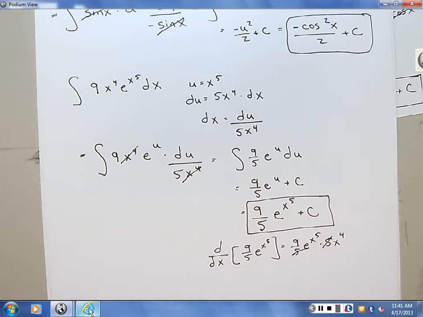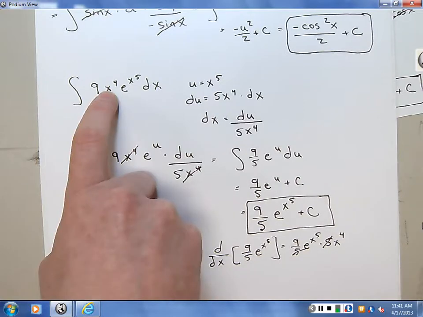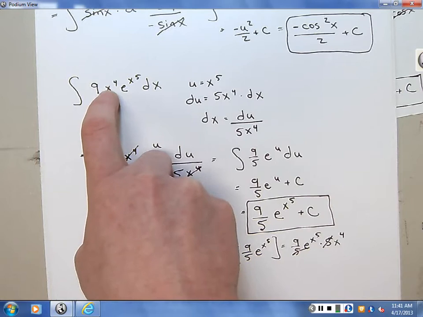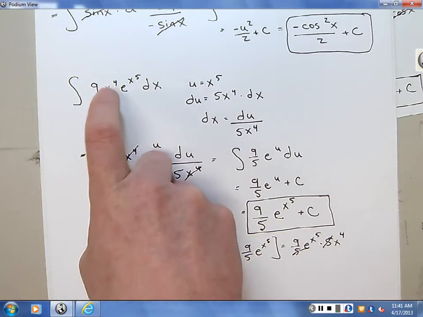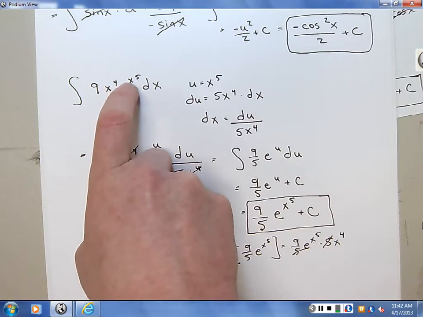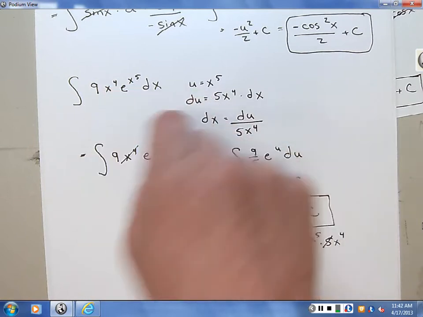So is there any other way you can do this without the x to the fifth? No. If this was x to the fifth, we couldn't do it. If this x to the fourth was x to the fifth as well, we couldn't do it because we'd be left with an x, right? If I pick u to be x to the fifth, I have to have an x to the fourth to cancel.